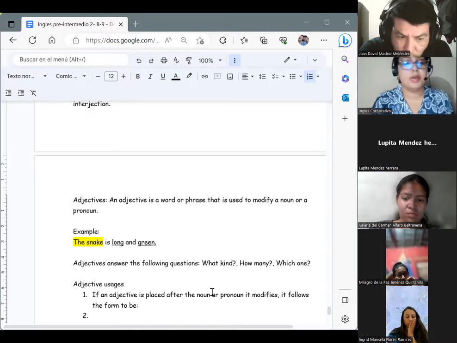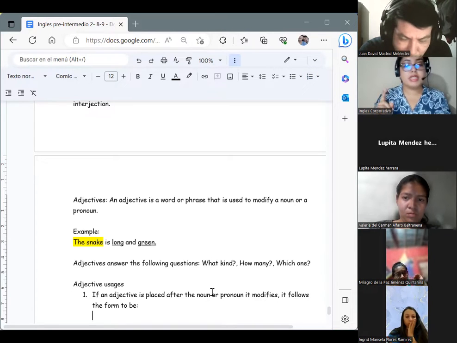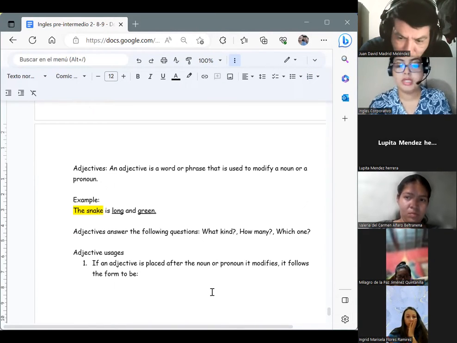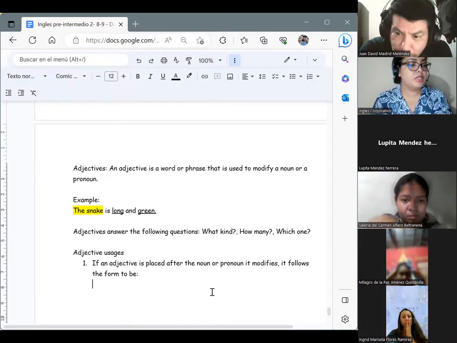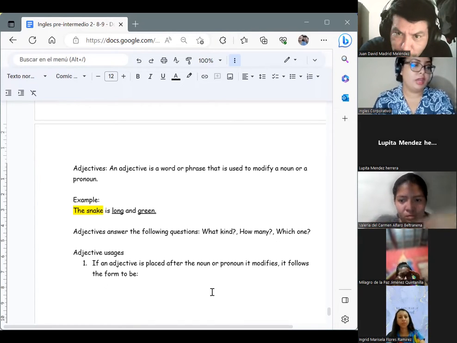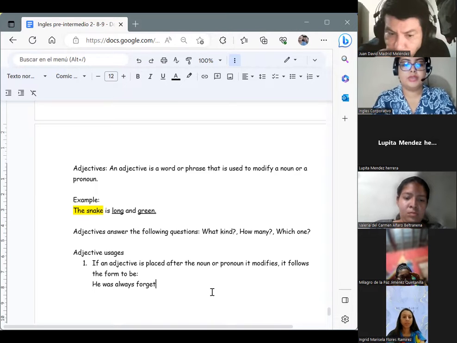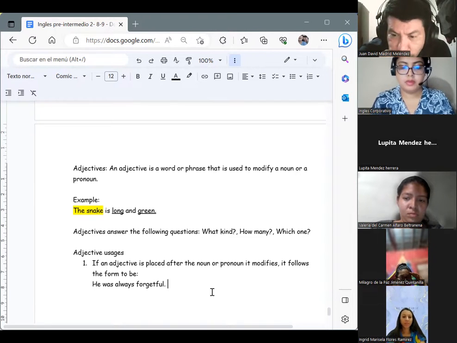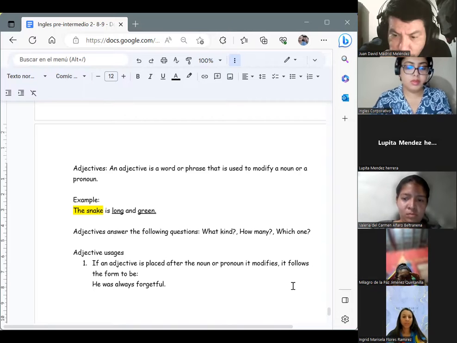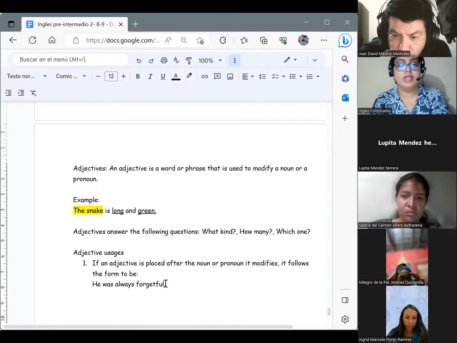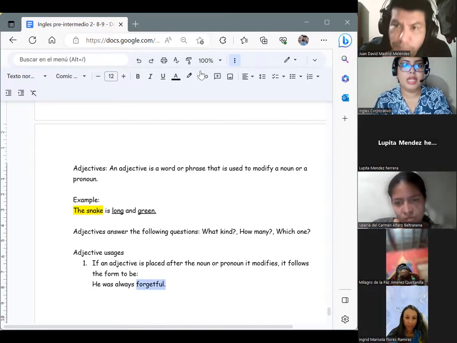And how is this possible? We are going to see some examples and also we are going to explain something about them. So in the first example we have, he was always forgetful. And in this case, the adjective forgetful, that is the last one, que es de verdad olvidadizo.